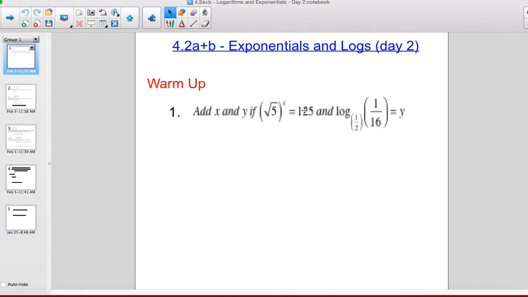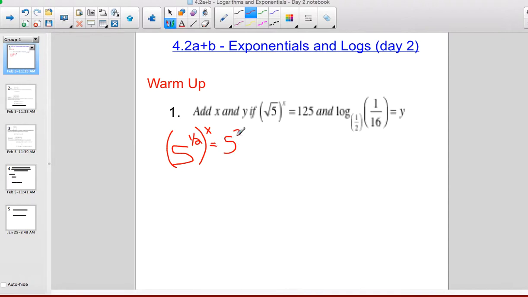All right, so if it says to add x and y, and the square root of 5 to the x is equal to 125, we'll do that one first. So the square root of 5 is the same thing as 5 to the 1/2 power, and that's to the x, right? 5 to the 1/2 is the same thing as square root of 5, and then to the x equals 125, which is 5 to the third. Right, so once the bases match, cross them out, and we get power to a power, so we're just going to multiply 1/2 x equals 3. Multiply both sides by 2, you get x equals 6.